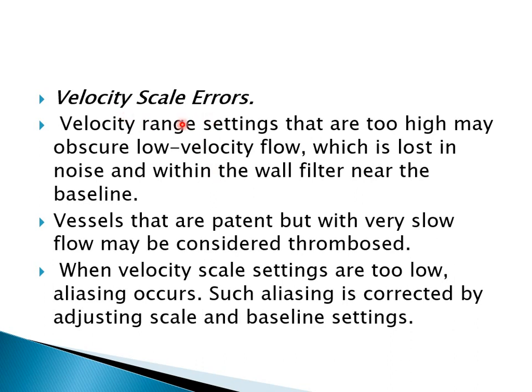Velocity scale errors. If the velocity range settings are too high, they may obscure low velocity flow, which is lost in the noise and within the wall filter. Vessels that are patent but have very slow flow may be considered thrombosed if the velocity range is too high. When the velocity scale settings are too low, aliasing occurs. Such aliasing is corrected by adjusting the scale and baseline setting.